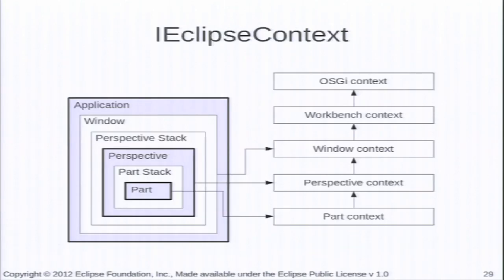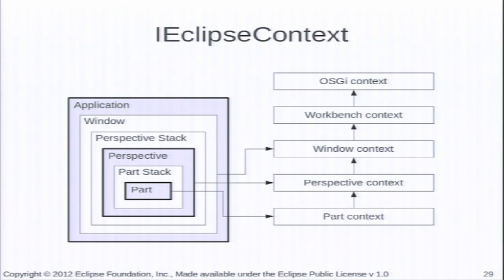Now, the way this all works is it's going through the Eclipse context. The idea is we have this containment hierarchy of things, part being the smallest thing, application being the biggest thing. Parts, perspectives, and applications each have their own context. So there's certain values. This is basically key-value pairs. Keys are strings. Values are objects of some kind. And I can shove things into the context at different levels, and everything that cares at that level or below will have an opportunity to receive the injection of that change.